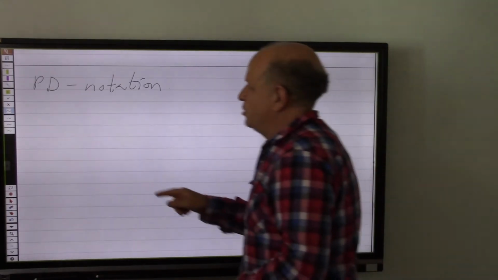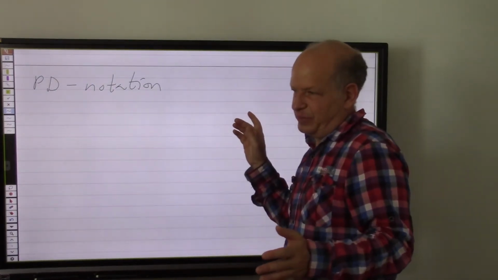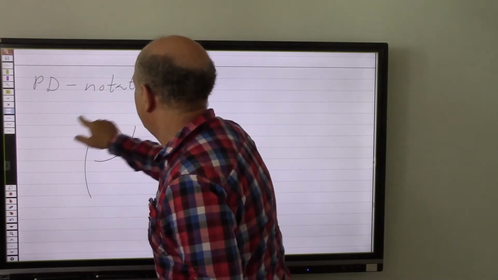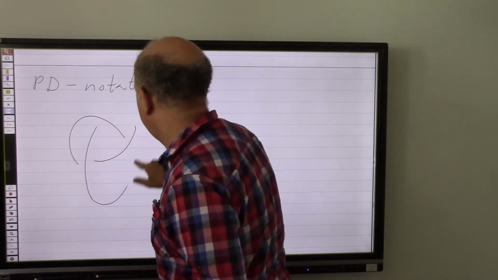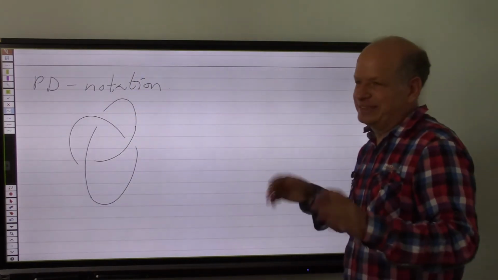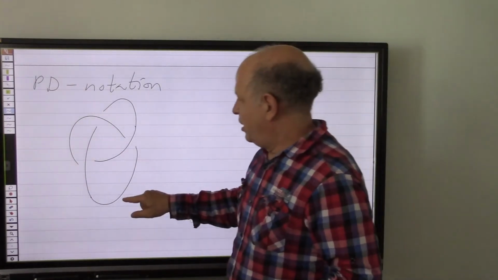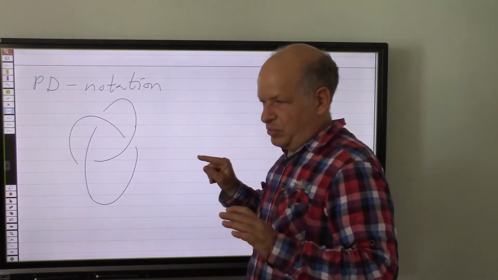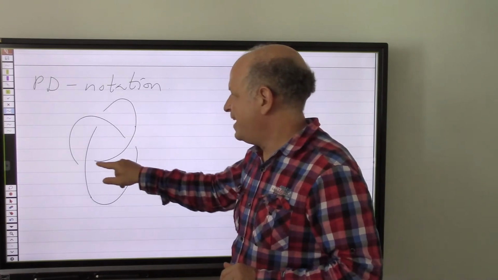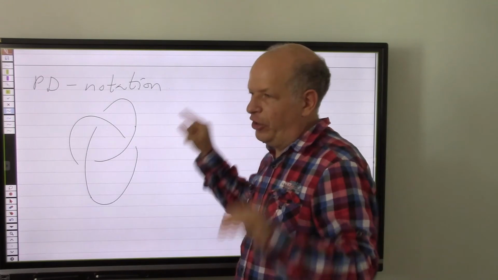Okay? So best is to describe it by an example. And the only knot that I know how to draw without getting confused is the trefoil. So the only example you will ever see, almost the only example you will ever see, will be the trefoil knot. So, what's the PD notation? Well, you choose some edge of the diagram and call it first.